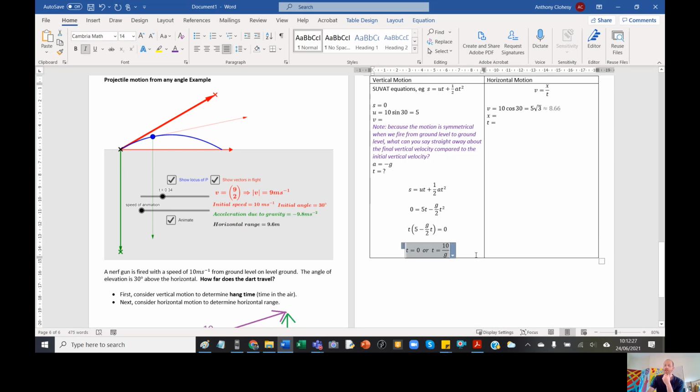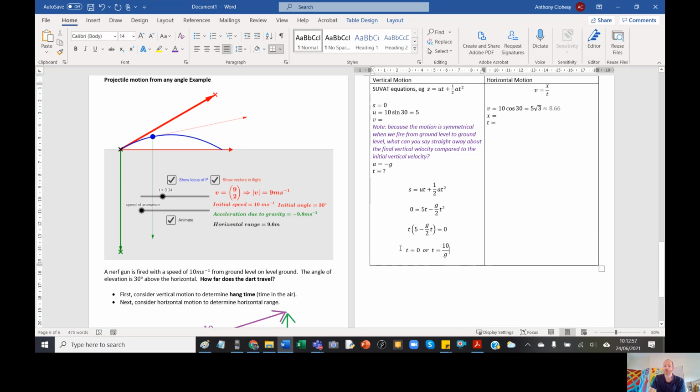Now, we've seen this situation before. We've got two different values of t, and we need to select the one that's the one we want. And if you think about it, it makes perfect sense that there will be two values. We have asked this formula to tell us when is the nerf dart at ground level. And it's told us, quite accurately, twice. It's at ground level at the very beginning and after 10 over g seconds. Well, just because we already knew it was at ground level at the beginning doesn't mean the equation is not going to tell you it.